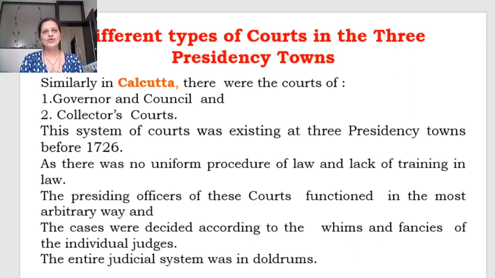As there was no uniform procedure of law and lack of training in law, the presiding officers of these courts functioned in the most arbitrary way and they used to decide cases according to the whims and fancies of the individual judges, because basically they were traders and they were not lawyers, and therefore they used to decide cases according to their whims and fancies. The entire judicial system was in doldrums.